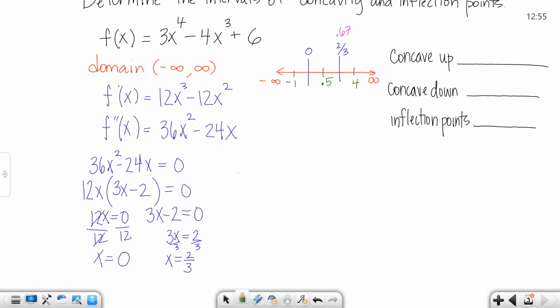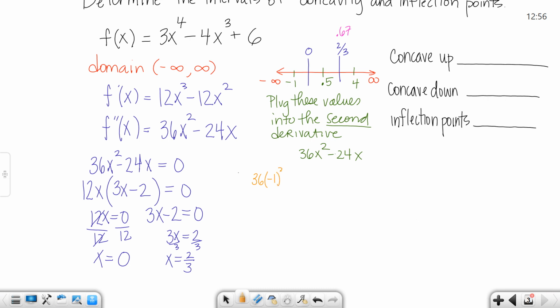Now what you have to do with these green numbers is you have to remember where to plug them. We're in the concavity section. So the concavity section says plug these values into the second derivative. And your second derivative is 36x squared minus 24x. Okay, so let's plug in -1. 36 times -1 squared minus 24 times -1. This would be 36 times +1 plus 24. So that's 60, but more importantly, that's a positive 60.